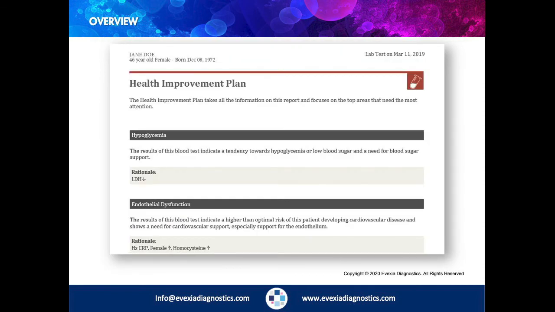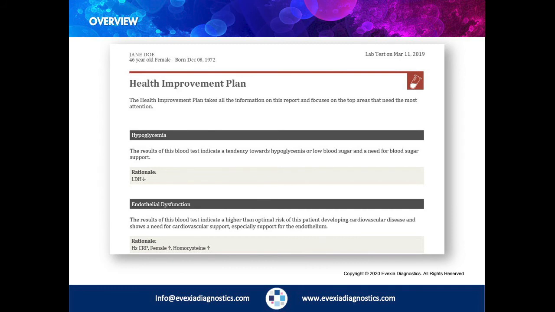This part of the report is known as the Health Improvement Plan. Now, the FHR not only lists the discovered potential conditions, it also provides the rationale for the method on determining the conditions that it was discovered on. So, in a way, it is an educational tool. And on this slide, you see that hypoglycemia and the possibility of endothelial dysfunction were disclosed. So it talks about, say, right under hypoglycemia, the results of this blood test indicated tendencies toward hypoglycemia or low blood sugar and the need for blood sugar support.